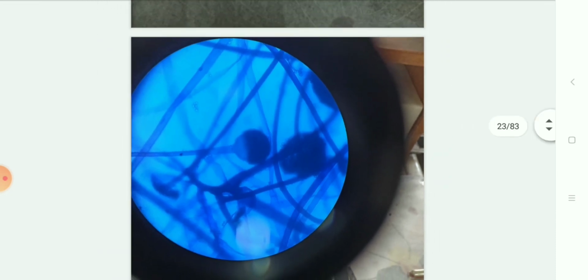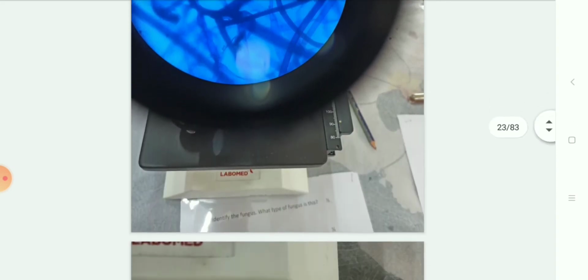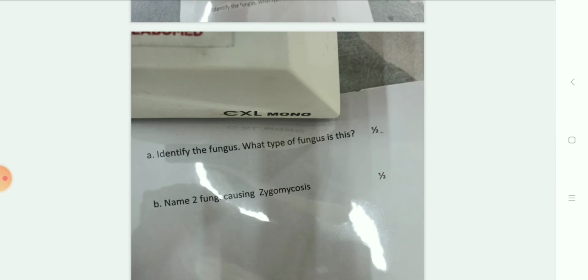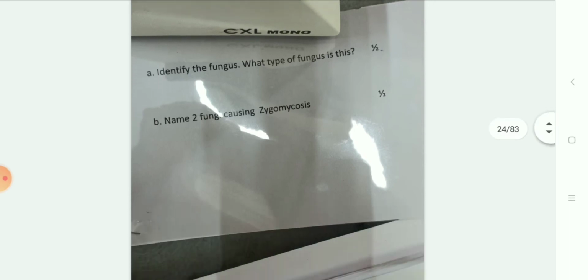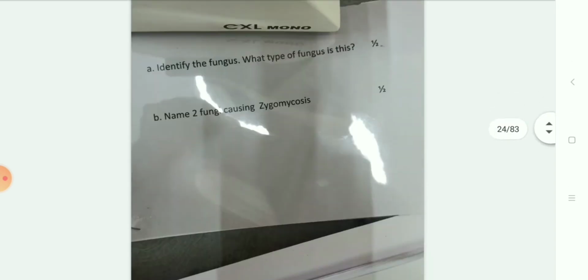Then the next one, I can see here, we can easily identify this. What is this? This is Rhizopus. This microscopy shows Rhizopus. So identify the fungus. It is Rhizopus. What type of fungus is this? It is a mold and a saprophytic fungus. Name 2 fungi causing zygomycosis. Zygomycosis is caused by Rhizopus and Mucor. You can see this is Rhizopus.